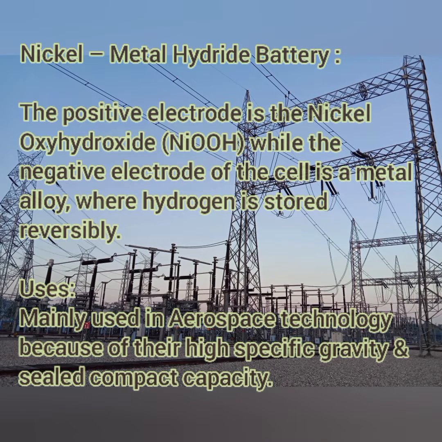Then nickel metal hydride battery, it is an advanced version of the nickel cadmium battery. So the positive electrode is made up of nickel oxy hydroxide, while the negative electrode is made up of a metal alloy, where the hydrogen is stored reversibly. This is mainly used in aerospace technology because of its very high specific energy, and it is used in a sealed compact capacity, which means it can be used as sealed type batteries. If you need, you can refer to my earlier videos where each battery is individually explained.